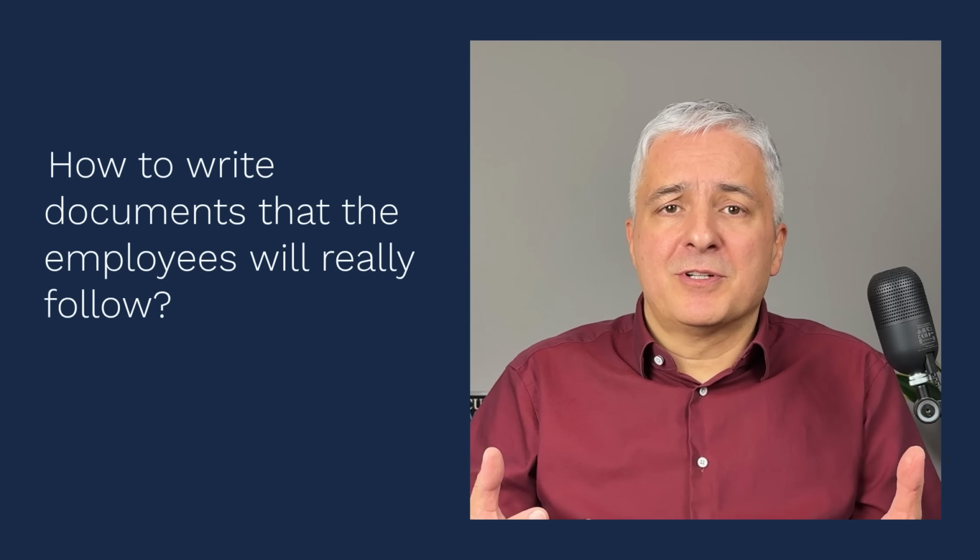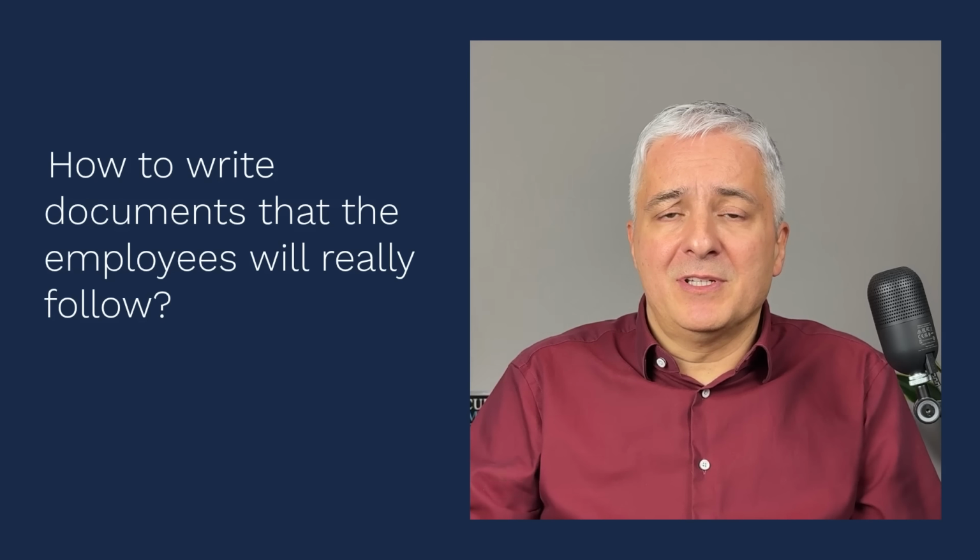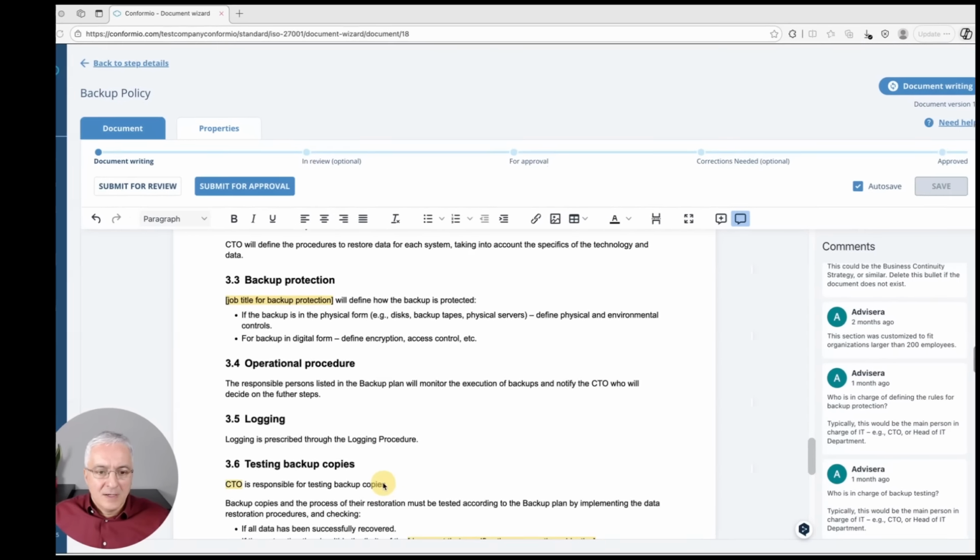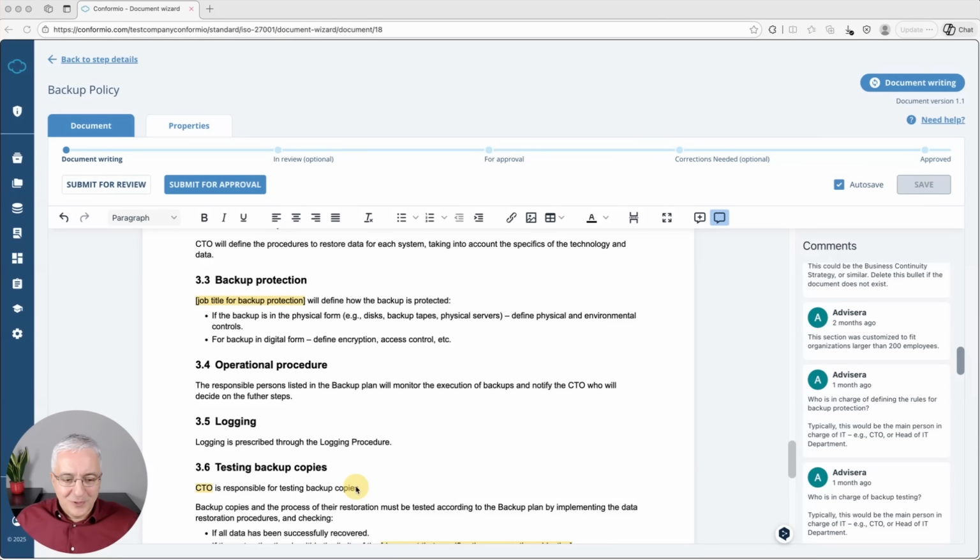Another common question is how do you write documents that the employees in your company will really follow? One of the most important methods to achieve that is to write documents that really do make sense for your company, and not simply create some hypothetical document that doesn't make sense. For that purpose, it's always important to send these documents for review to the persons who will execute the document on a daily basis. In this case, these would be system administrators, the CTO, or anyone else mentioned in this particular document. And here in Conformio, it's very easy to do this.